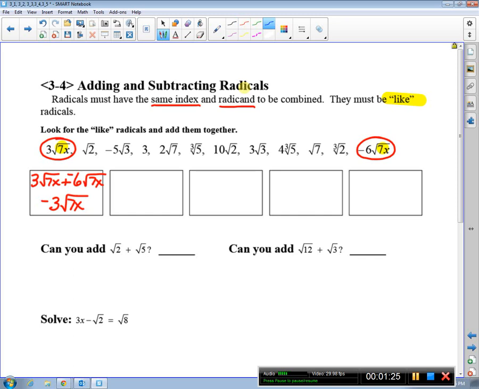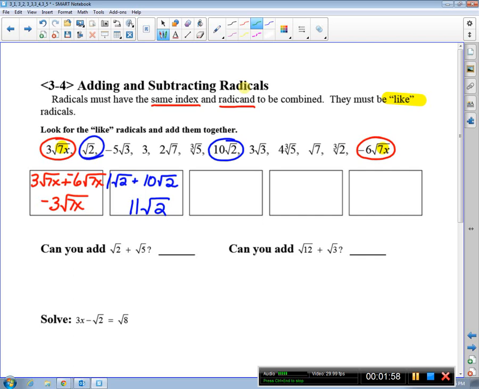So we treat the outside numbers, the 3 and the negative 6, as though they're coefficients of a variable. Let's keep going. Is there any other term here or expression like the square root of 2? 10 square root of 2. So the square root of 2 plus 10 square root of 2 is how many square root of 2? And of course it's 1 in front, so it's 11 square root of 2.